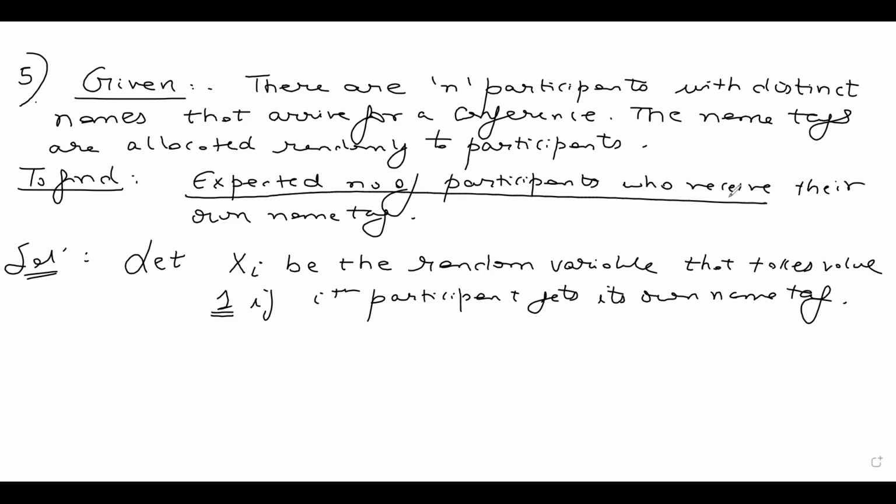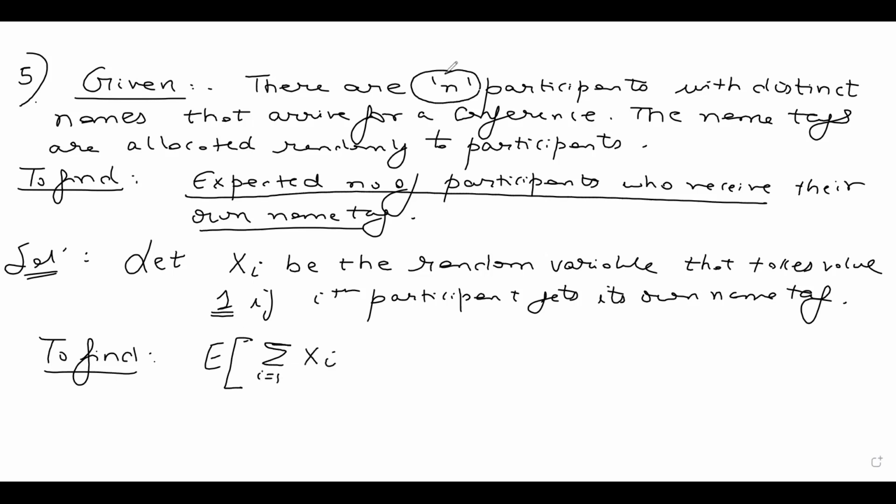Okay, so what is my objective? Objective is to find out the expected number of participants who receive their own name tag. So we need to actually find out the expected value of the sum of the xi's as i goes from 1 to n participants. In a way we need to find out the expected value of summation xi. What was xi? xi was taking the value 1 if the ith participant receives its own name tag. So I need to find out x1 plus x2 plus x3 plus dot dot dot xn. When I sum them up, I'm going to exactly get the number of participants who have received their own name tag. Okay, so basically I need to find out the expected value of x1 plus x2 plus dot dot dot xn.